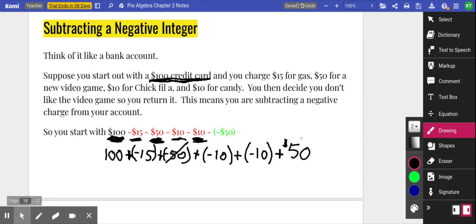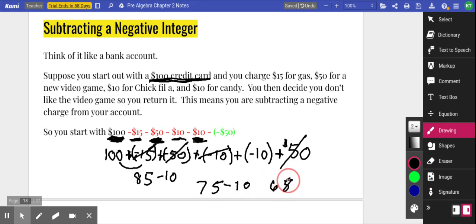So essentially the negative 50 and the positive 50 cancel out. We would subtract 15, and we'd be at $85. Subtract out the Chick-fil-A, and we'd be at $75. We've used those both. And then subtract out the 10 more, or add the negative 10 there, and we'd be at $65. Whoa, that looked like an 8.